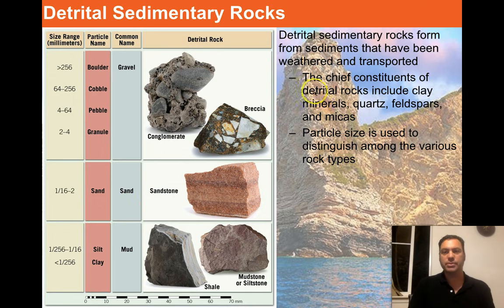The chief constituents of detrital rocks include clay minerals, quartz, feldspars, and micas. Why? Because they're the ones that are most chemically resistant. They're the ones that are most stable in the Goldich reaction series. So be aware of that. Like I said, if you don't recall that, you need to go back to that previous lecture and review that information. Particle size is used to distinguish among the various rock types. So this is what we're doing up here. Conglomerates being big, conglomerate and breccias, sandstones in the middle, mud with the smallest pieces.